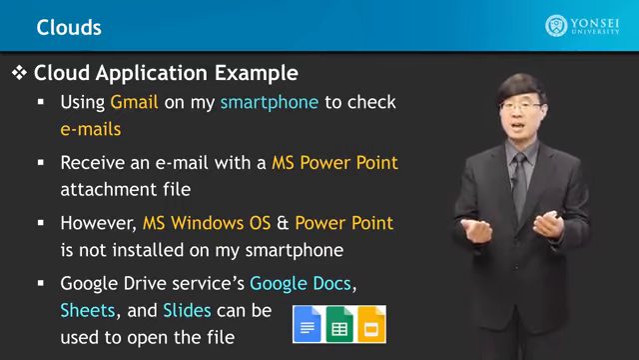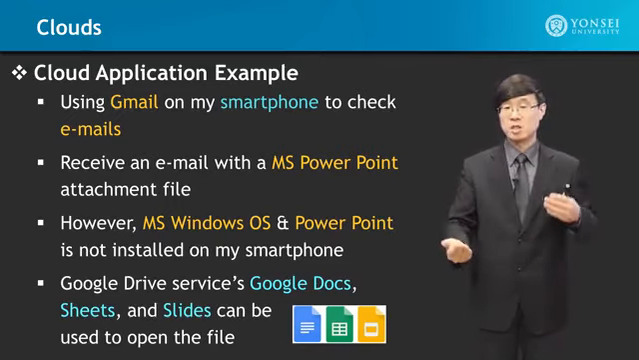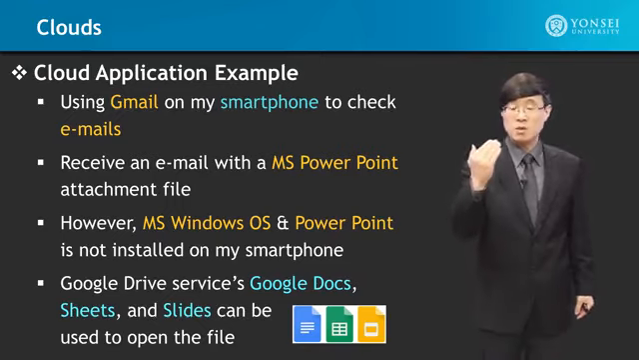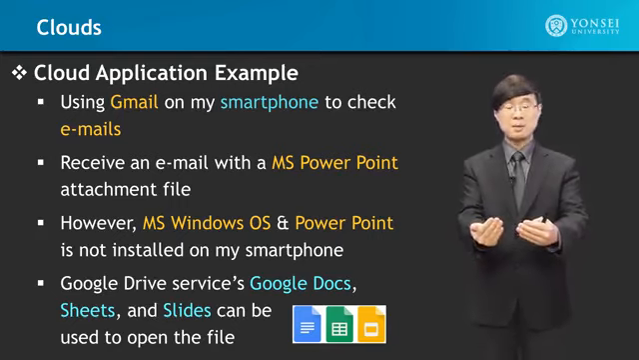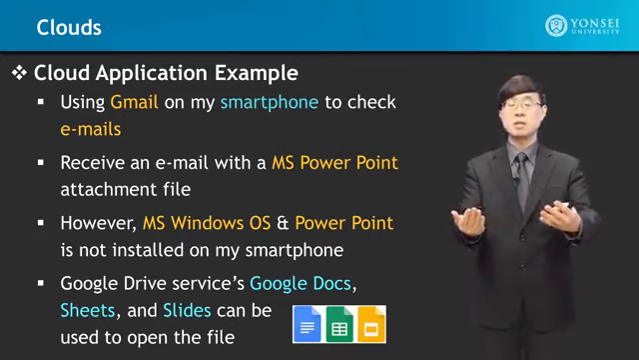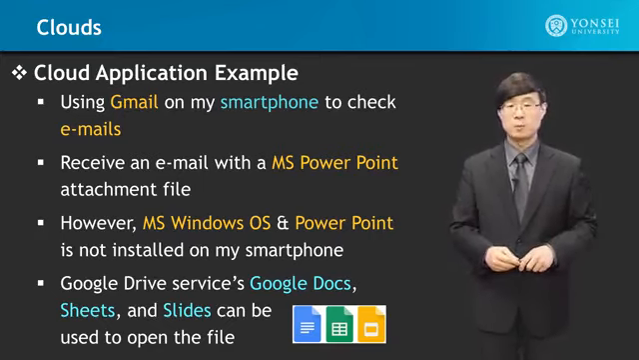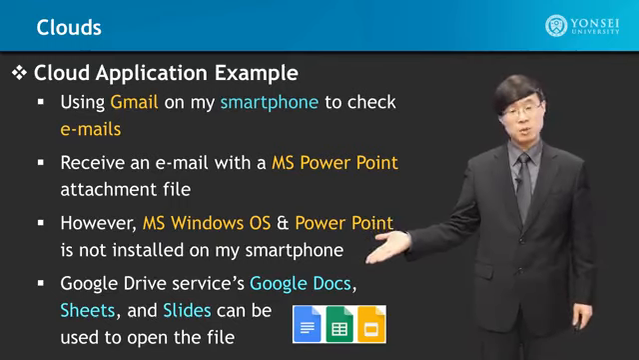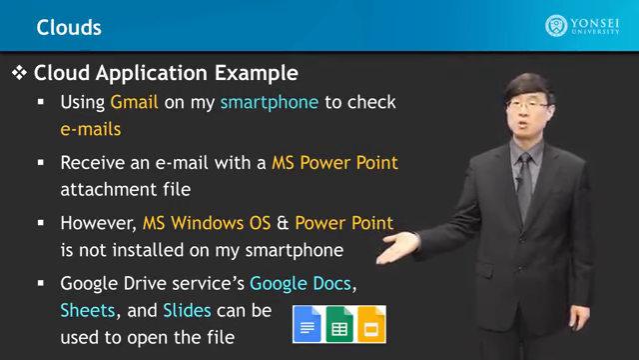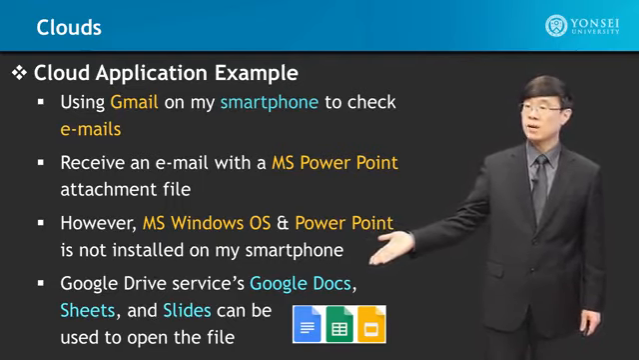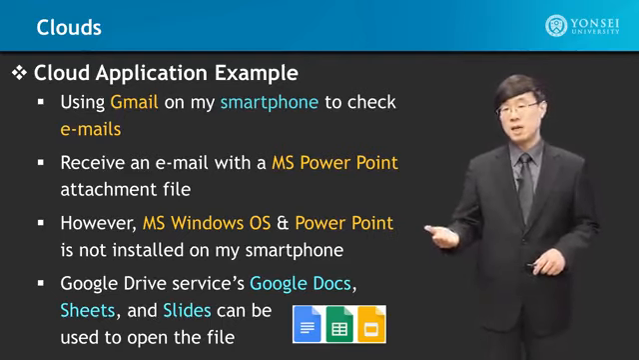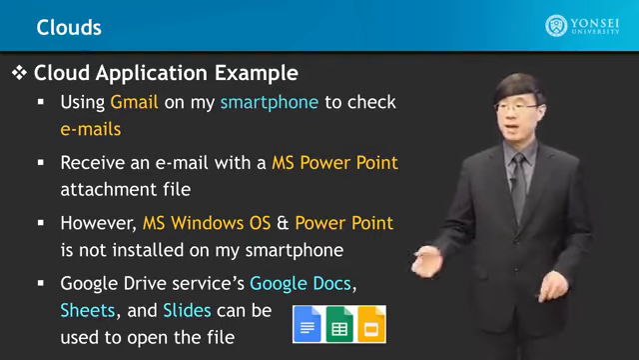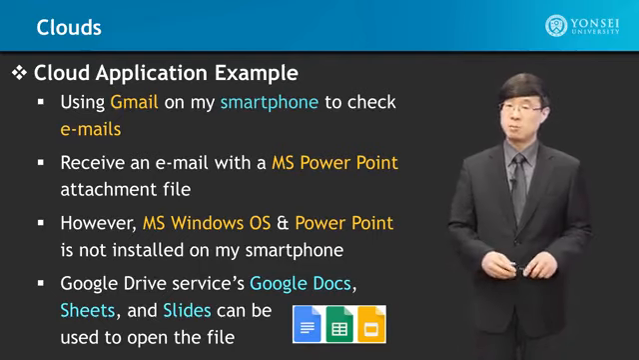What we do not have in terms of platform technology, infrastructure technology, or whatever software we do not have, we can immediately get on demand from the cloud and use it to do whatever we want to do. That is basically what cloud computing is enabling you to do on your smartphones. Google Drive Services has Google Docs, Sheets, and Slides that can be used to open up the file. And when you need it, it can be delivered immediately. And that is what we mean by cloud computing.